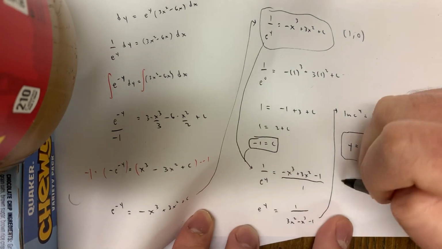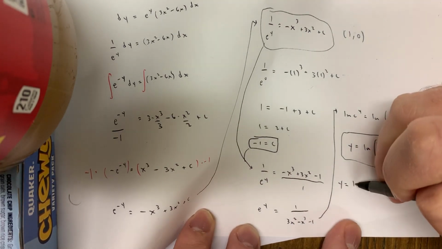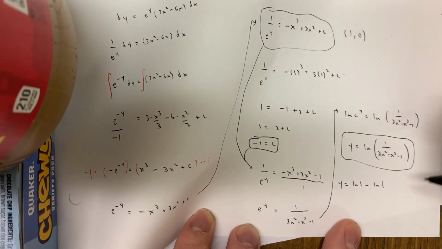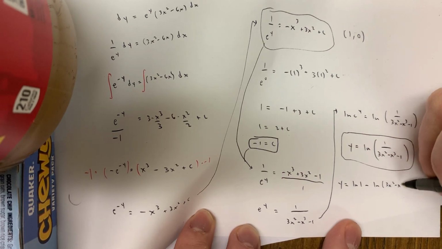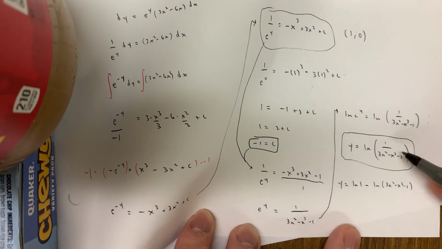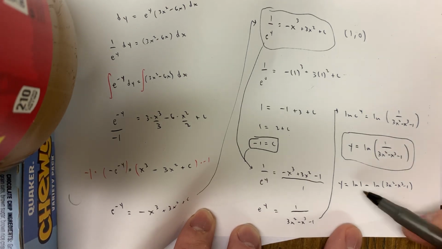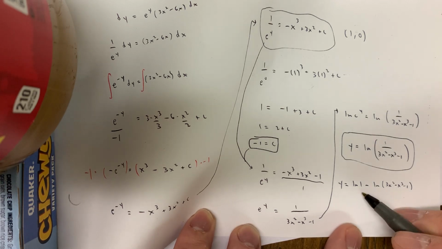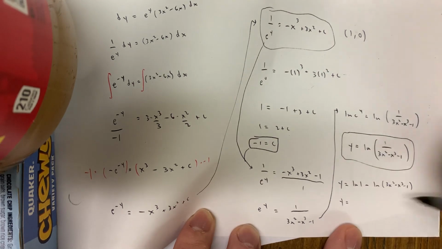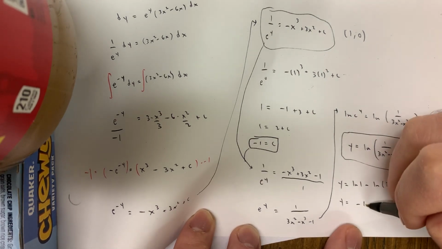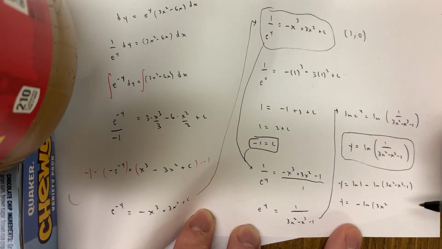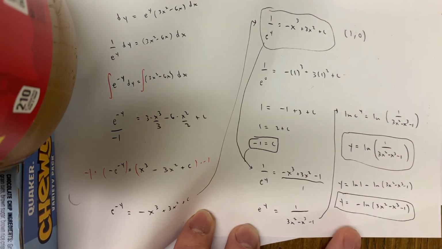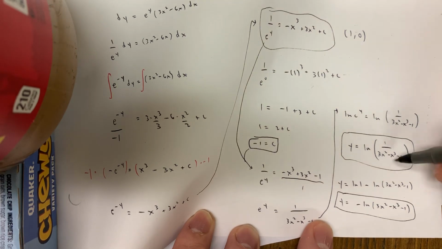Also, if you wanted to, you can actually break this up and make it ln of 1 minus ln of the quantity 3x squared minus x cubed minus 1. Remember, if the argument of a log has division, you could break it into two separate logarithms if you end up subtracting them. And here, ln 1 is 0, so 0 minus this thing over here would just be negative ln of 3x squared minus x cubed minus 1. And you have the solution to this in your notes as well. So either of these would be acceptable.